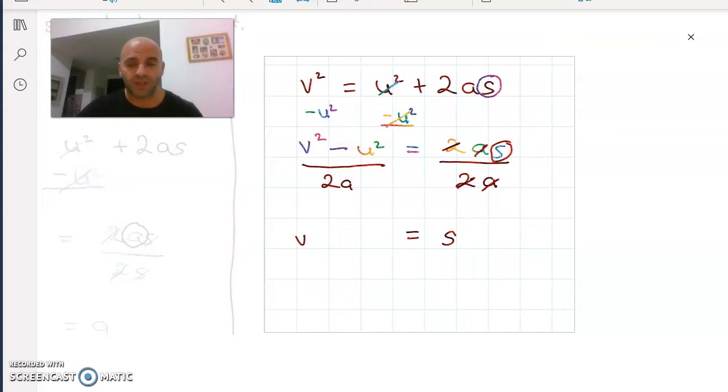That gives me the final formula for the displacement: the final velocity squared minus the initial velocity squared divided by twice the acceleration. Hopefully that makes sense. Please practice this. Practice rearranging these formulas to death, okay? Practice them until you know them inside out.